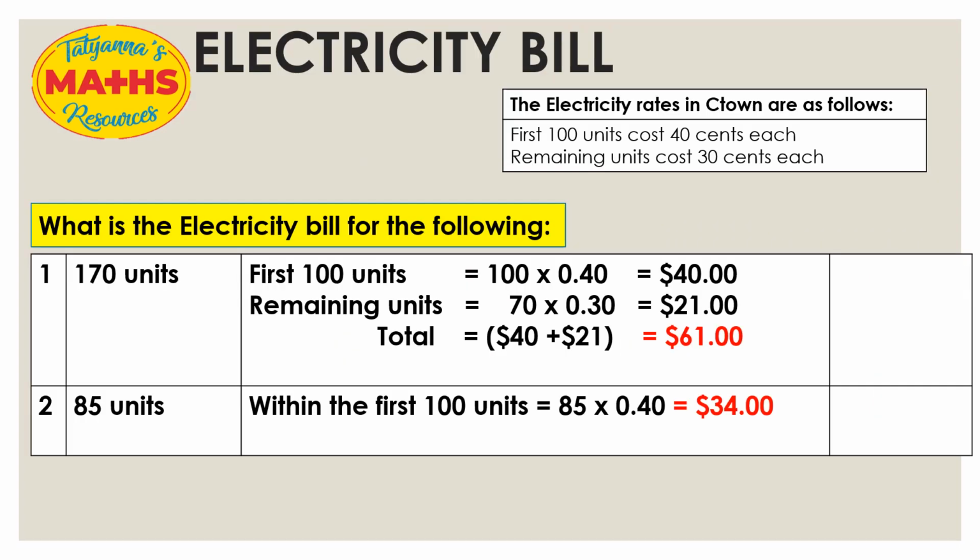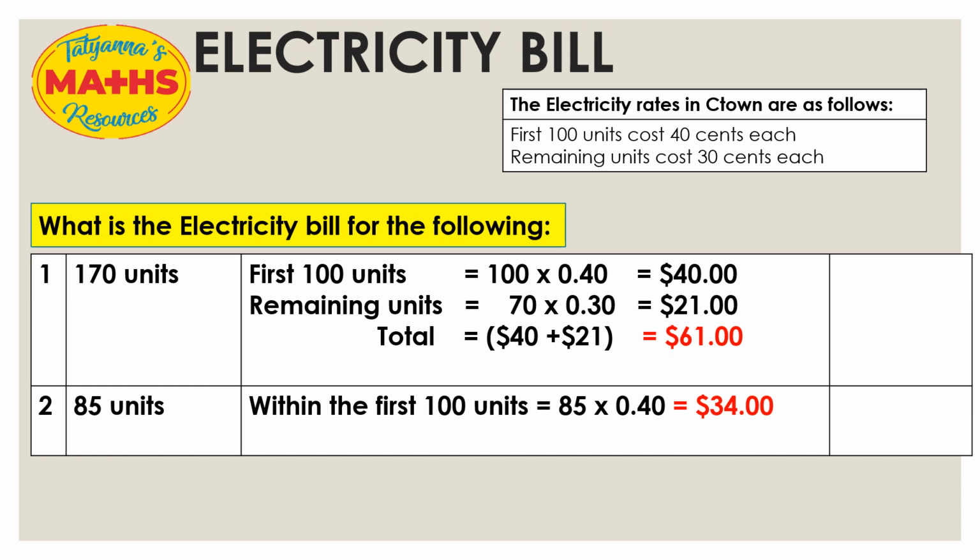Example 1. The electricity rates in Seatown are as follows. The first 100 units cost 40 cents each. Remaining units cost 30 cents each. What is the electricity bill for the following? So first, 170 units. What we're going to do first is calculate the amount for the first 100 units.